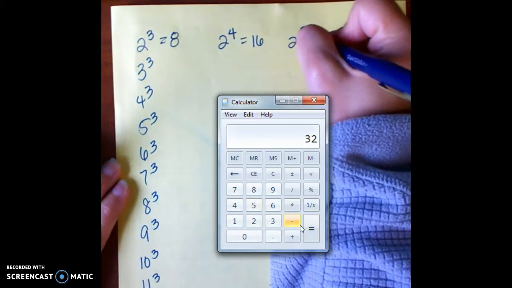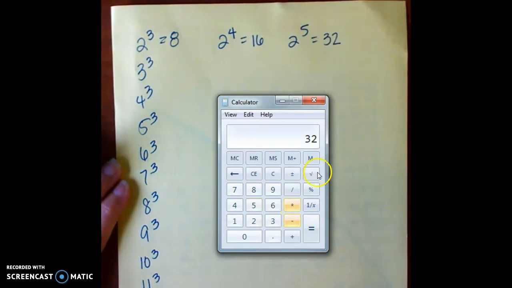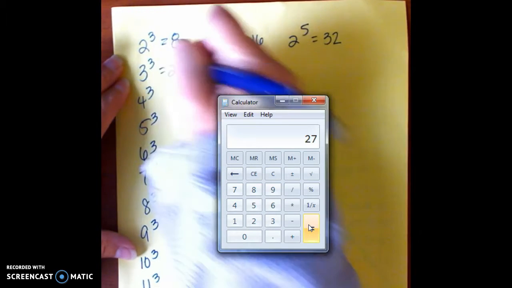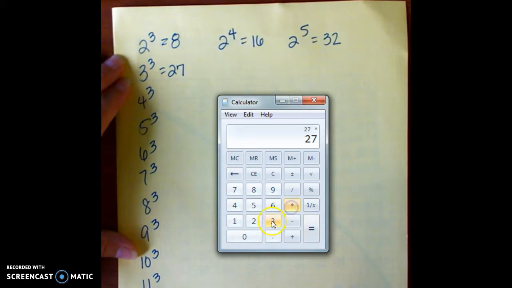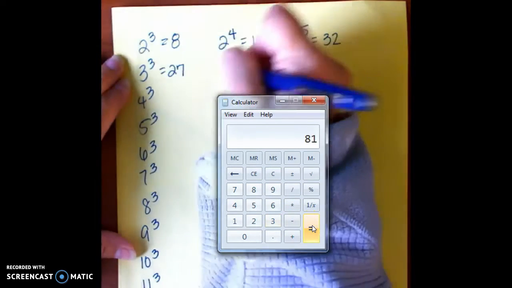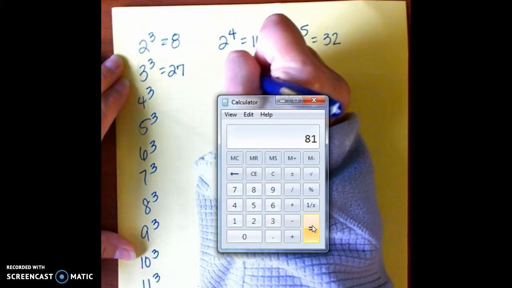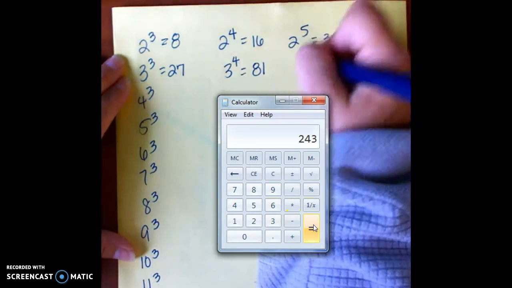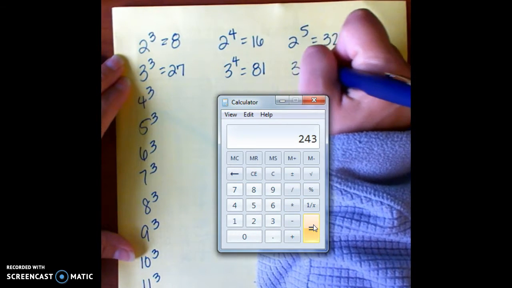And I'm going to do that again for my 3. 3 times 3 times 3 gives me my 3 to the third, which is 27. If I do it one more time, I get my 3 to the fourth, which is 81. And one more time, multiplying it by a 3 will give me my 3 to the fifth.